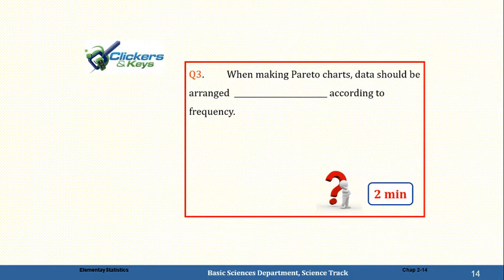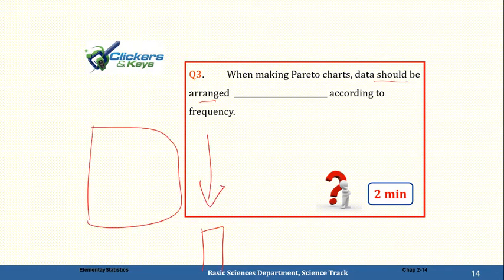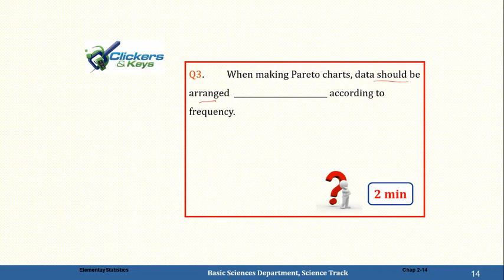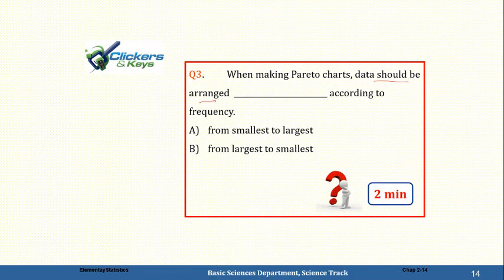When making Pareto charts, how should the data be arranged? You arrange the data in descending order, right? So, okay, let's check the choices. It says smallest to largest, largest to smallest, increasing time, and clockwise. As you see, this is clearly from largest to smallest.